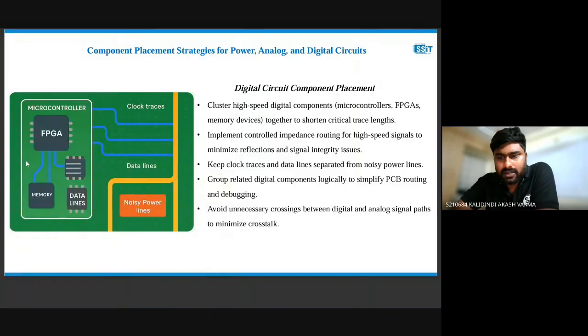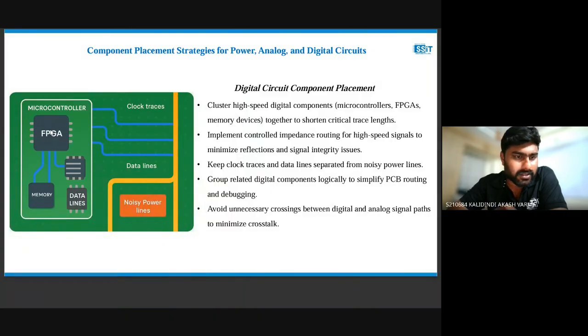Coming to the digital components, we should keep similar kinds of components in the same place. The purpose is that it will be useful for routing. If you place all the digital components in a single block or near similar blocks, it will be easy for the designer to make easy tracks. That's one thing. And the second one is that debugging will be very easy.